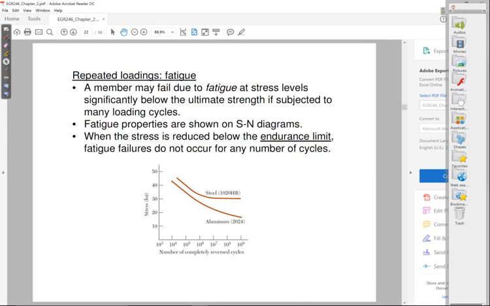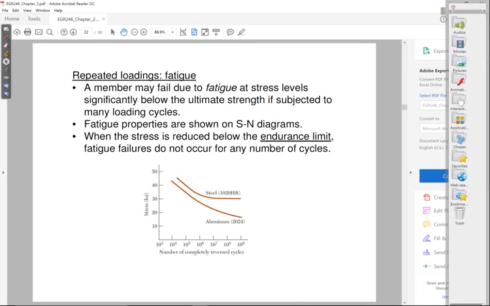Fatigue is basically when you load a part over and over, and every time you load it at a stress that's well below the ultimate stress value. But eventually this part still fails. Now, the reason for this is something that's microscopic in nature. Every time you load and unload, you're probably doing some kind of micro damage to the part, so that eventually it gets weaker and weaker.